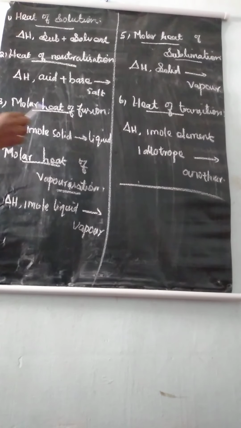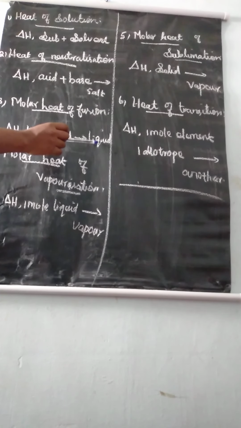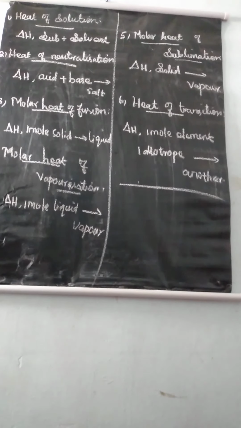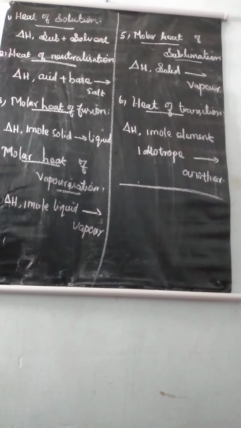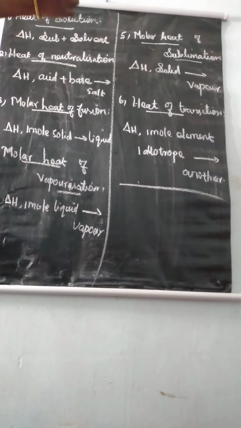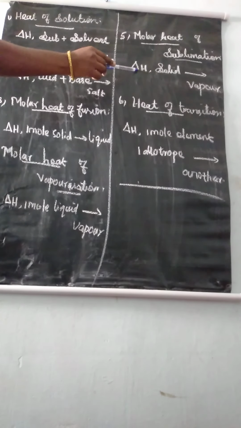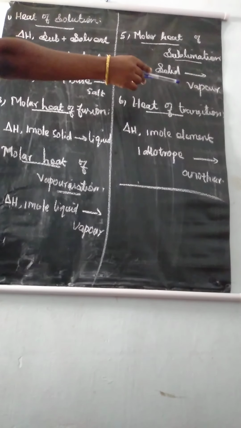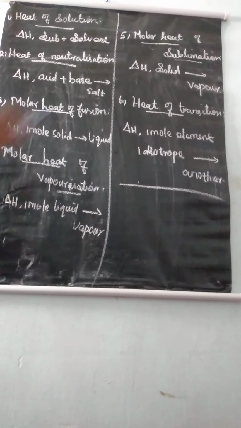Then the third definition, molar heat of fusion. Change in enthalpy when 1 mole of solid is converted to liquid state. Then molar heat of vaporization: change in enthalpy when 1 mole of liquid is converted to vapor state. The next definition, molar heat of sublimation: change in enthalpy when solid is directly converted to vapor without passing through the liquid state.